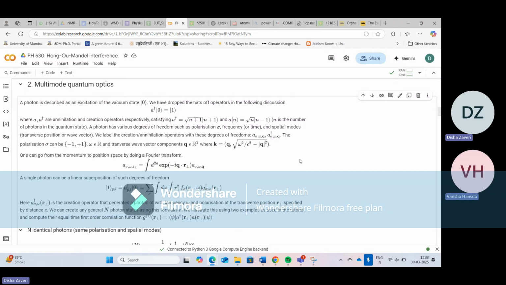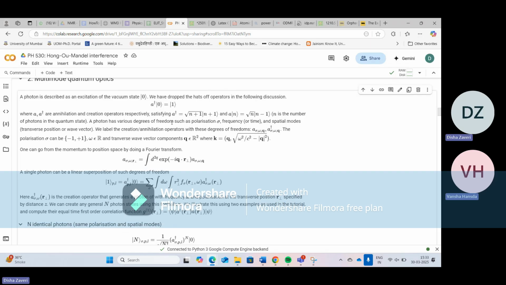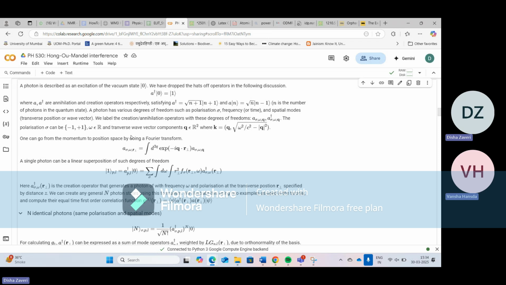So, starting with describing the photon state, as we all know, a photon can be described as an excitation of the vacuum state. So, basically, when you act the creation operator on this vacuum state, you're going to get a one photon state. The basic properties of these two operators are given as shown over here. Now typically we don't deal with different degrees of freedom, but in this situation, you have to consider that a photon also has degrees of freedom, including polarization, frequency, and spatial modes. So we need creation or annihilation operators which include these degrees of freedom.